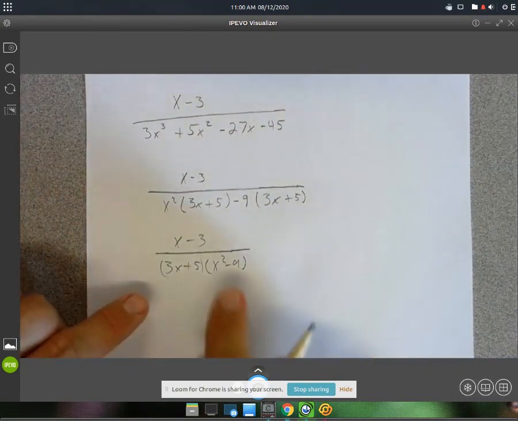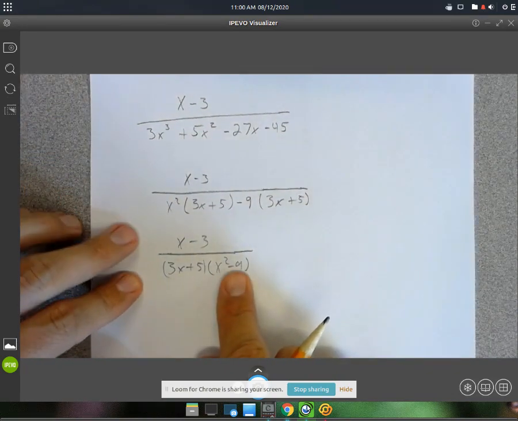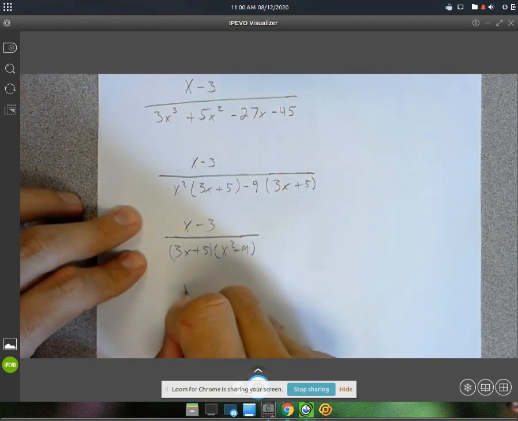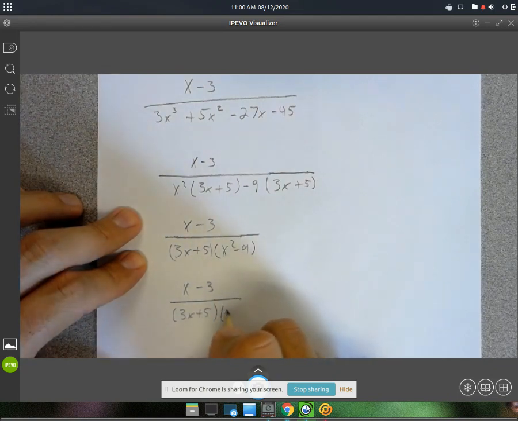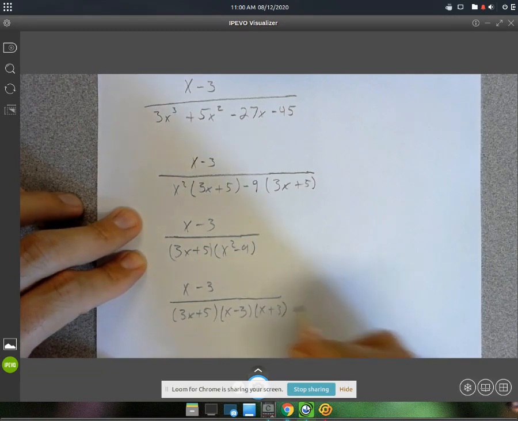All right, the x squared minus 9 is a difference of squares, so we can factor that. We'll have x minus 3 over 3x plus 5. This will be x minus 3 and x plus 3.